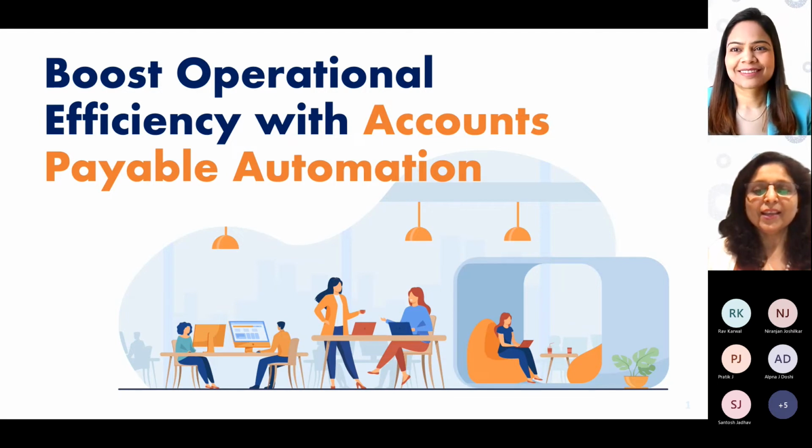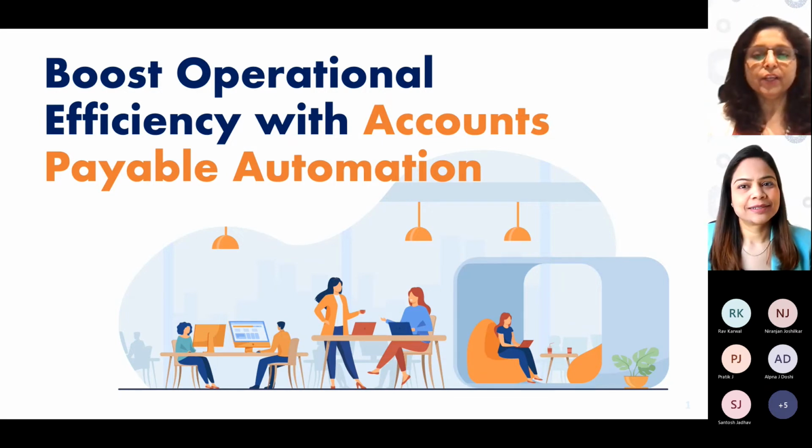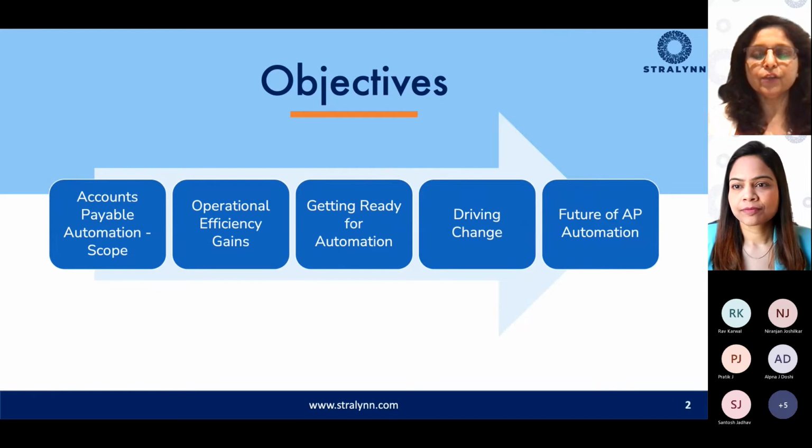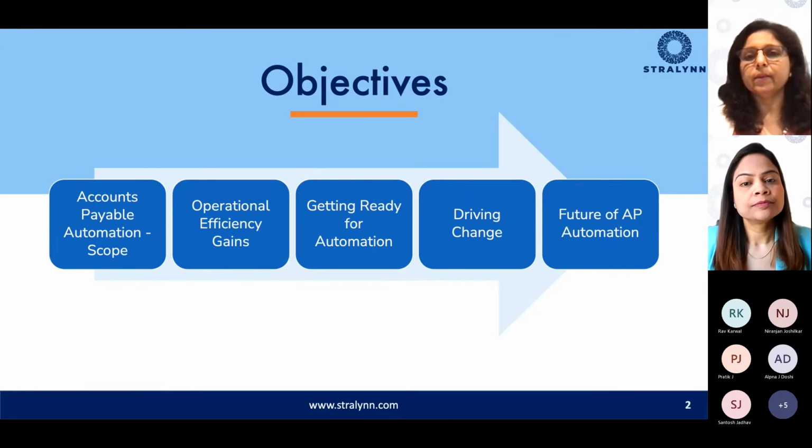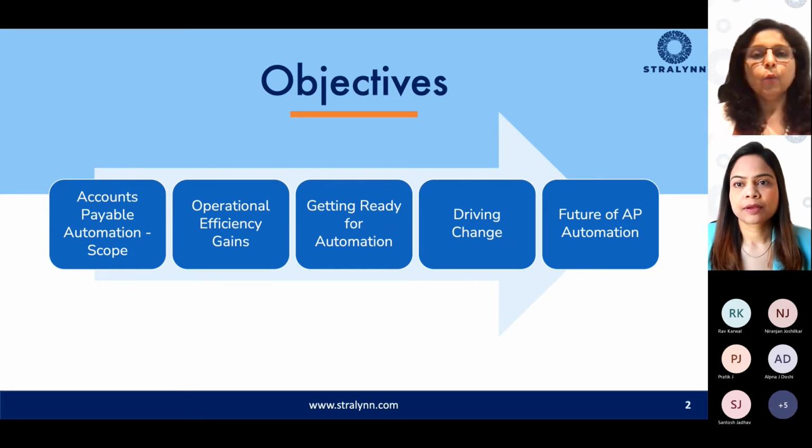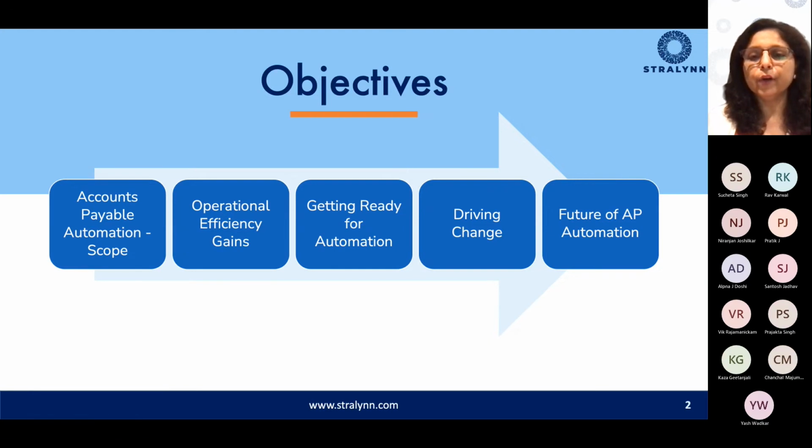Thank you, Sucheta. So just looking at the objectives of the session today, we want to cover four main things. What does AP automation or accounts payable automation include in its overall scope? What are the efficiency gains that we can see as part of going for an automation? How does any organization get ready for doing an automation journey? And we'll talk more specifically about AP automation in this case.